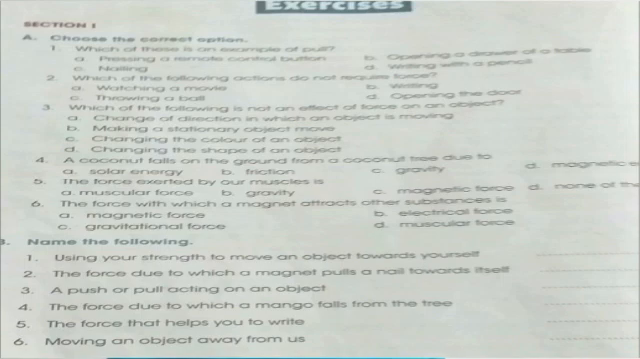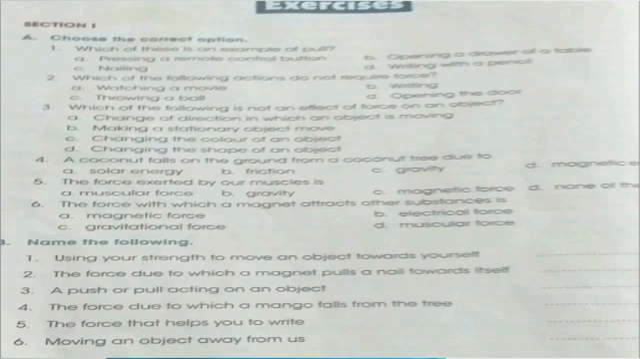Which of the following is not an effect of a force on an object? The first option, change of direction in which the object is moving, making a stationary object move, changing the color of an object, changing the shape of an object. Here option C is the correct option, changing the color of an object. Fourth question, a coconut falls on the ground from a coconut tree due to which force? Yes, due to the gravitational force. That means option C, gravity, is the correct answer.